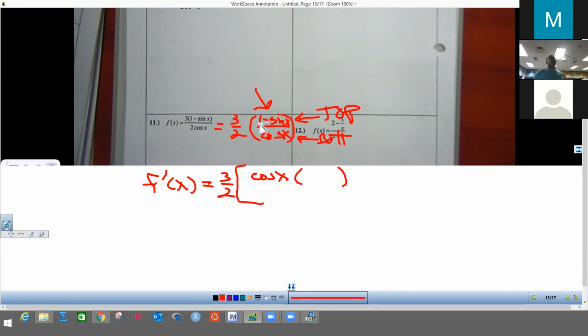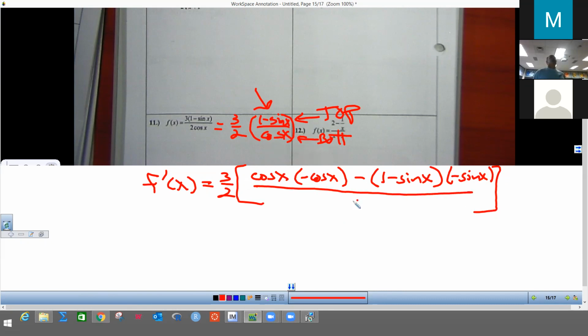So the derivative of 1 is 0. The derivative of sine x is cosine x, but since you got a -1 coefficient, this is negative cosine x. And then it's a minus, and it's minus the top. So you put the top just like it is, 1 minus sine x, times the derivative of the bottom. The derivative of cosine is negative sine x. And then it's over the bottom squared. So down here on the bottom, we would put cosine squared x.